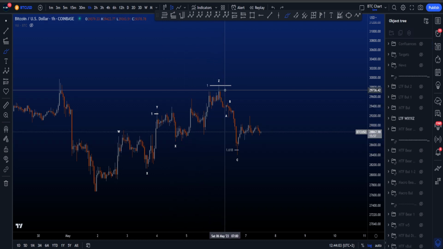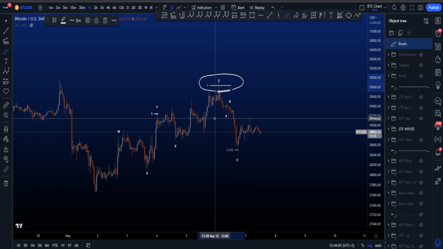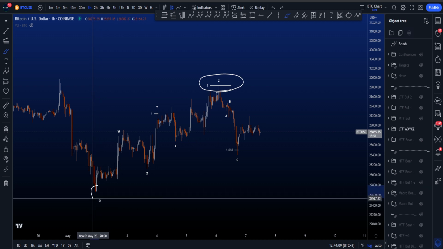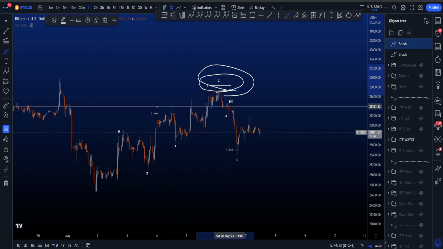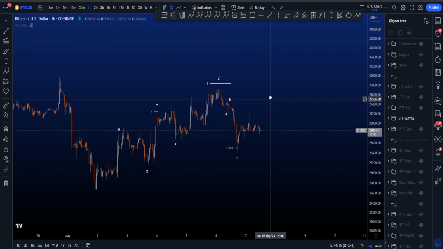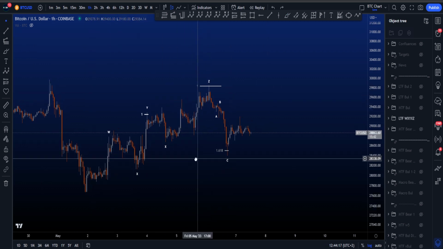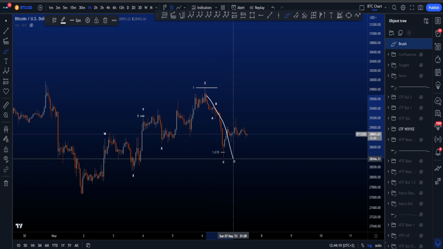And then the most common target for a wave Z for a WXYXZ is actually the 1-to-1 as well, taken from the low to the high of W to then the low of this wave X. So that's actually very nicely playing out. And this looks to be then a corrective structure to the upside, where now then you expect downside.